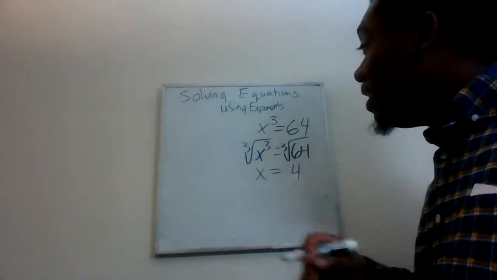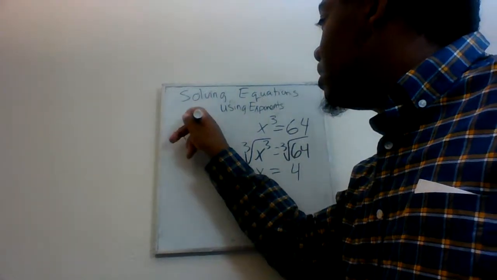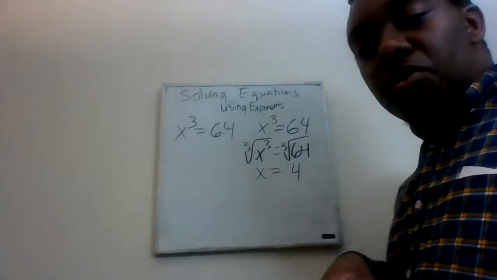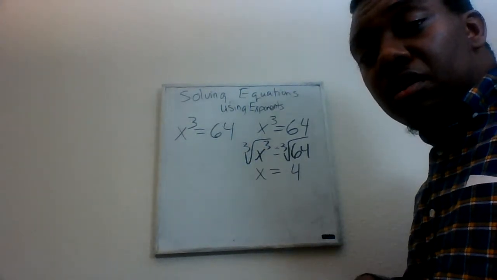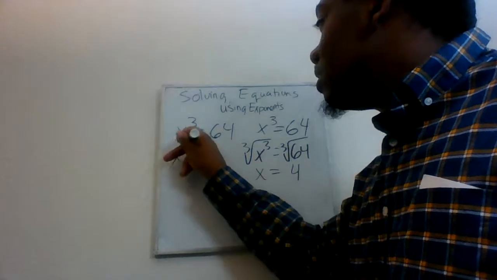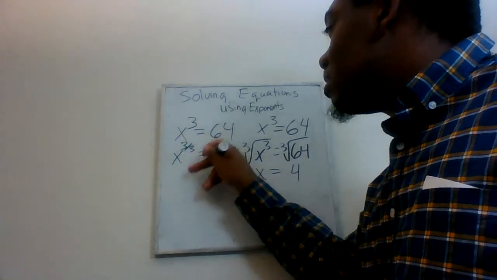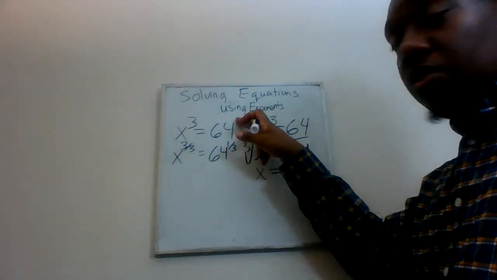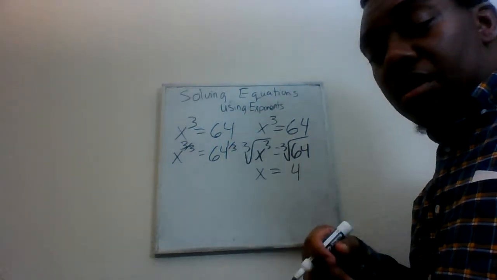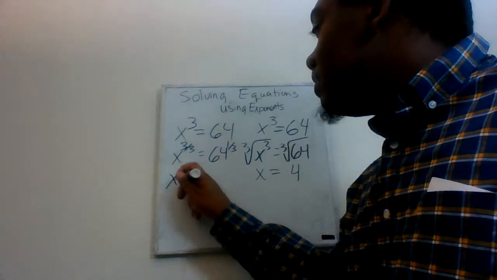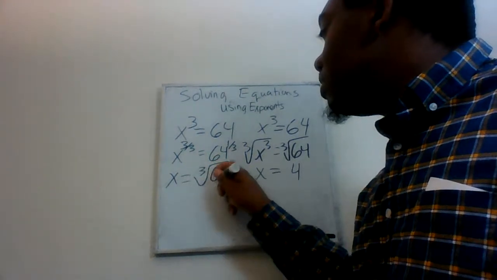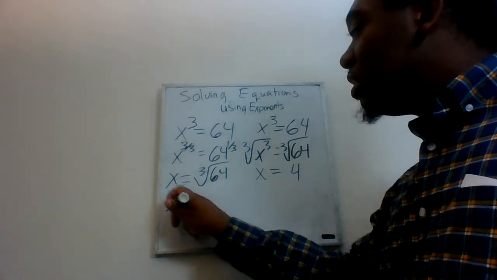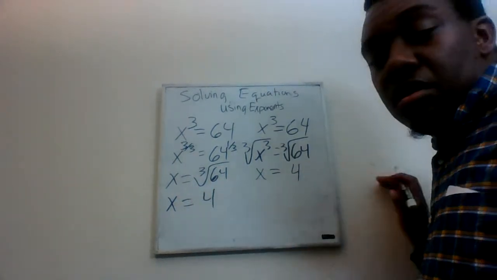Okay, so if I showed you that in the other way, x to the third equals 64. What would you do to the 3 in order to make it a 1? You would divide by 3. Since there was no exponent here, there would be a 1, so it would be 1/3. But we know that that would just give us x, and then the cube root of 64. Or what number times itself 3 times gives you 64? So we get 4.